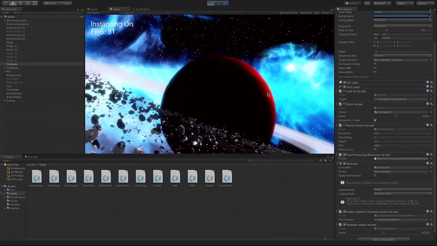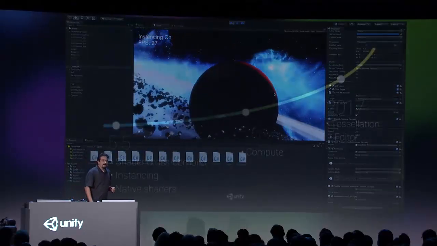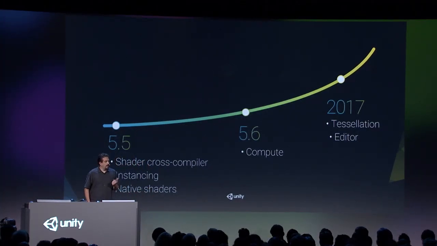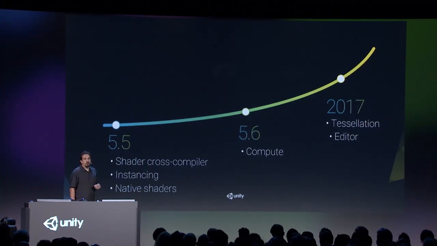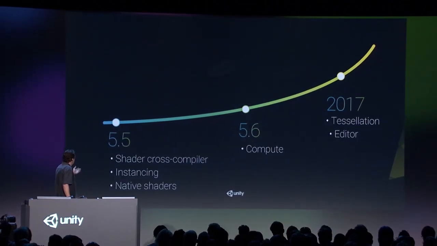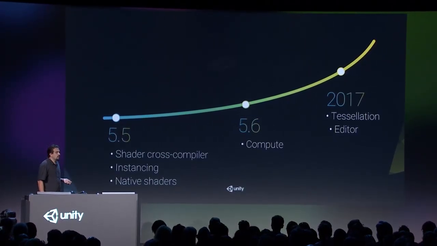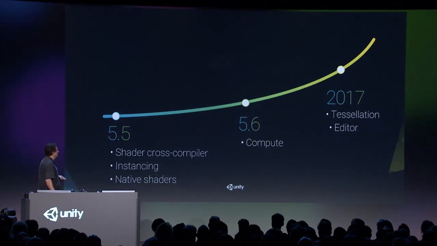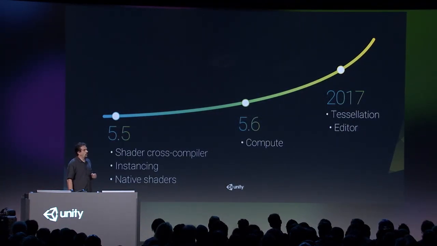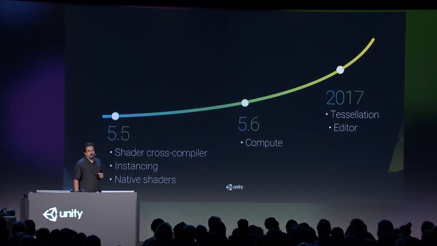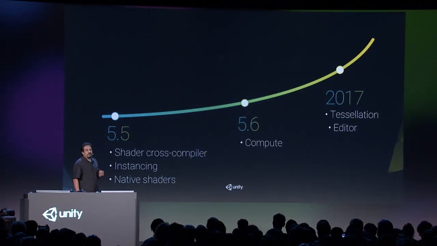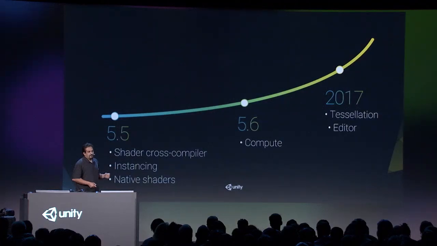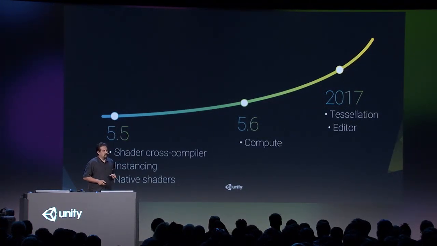So let's switch back to slides for just 1 second. I wanted to bring up this timeline here to show you how we're planning on rolling these features out in Unity. In 5.5, we've upgraded our shader cross-compiler, which basically opened up the door for instancing and native metal shaders. And it also opened up the door for compute in Unity 5.6. Later in 2017, we'll bring you tessellation in the editor as well. But that's the timeline. That's what we have to look forward to.